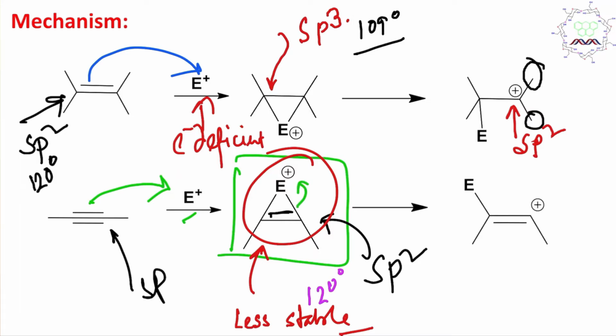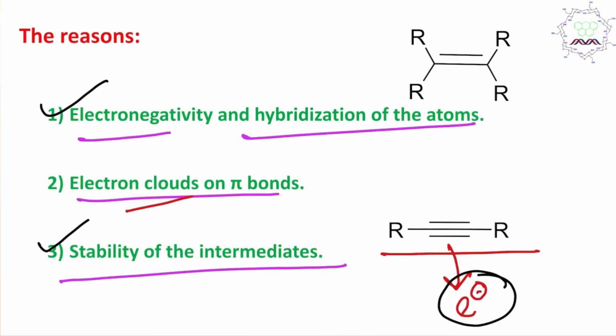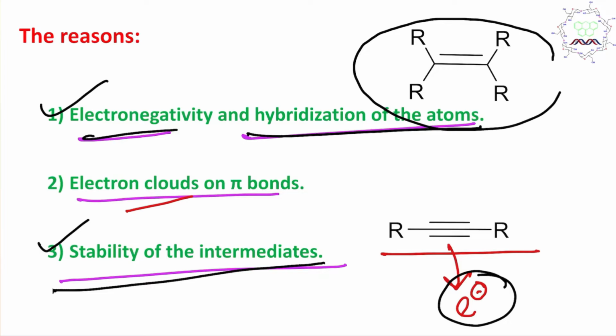So this bond opens and produces this carbocation, and this positive charge is in the sp2 hybridized orbital, and these do not have any significant stability. And we know that this carbocation, if it wants to have stability, is not able to get that stability like the one for alkene. So from the electronegativity and hybridization point of view, and the stability of the intermediate, alkene is more reactive because the intermediates are relatively more stable.